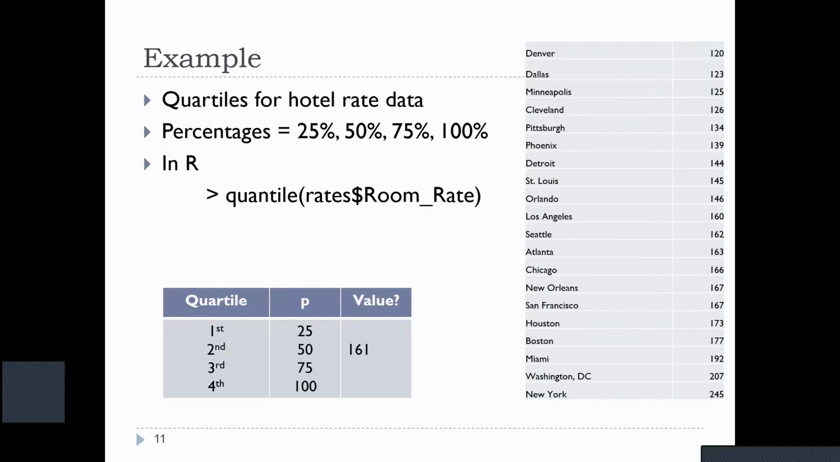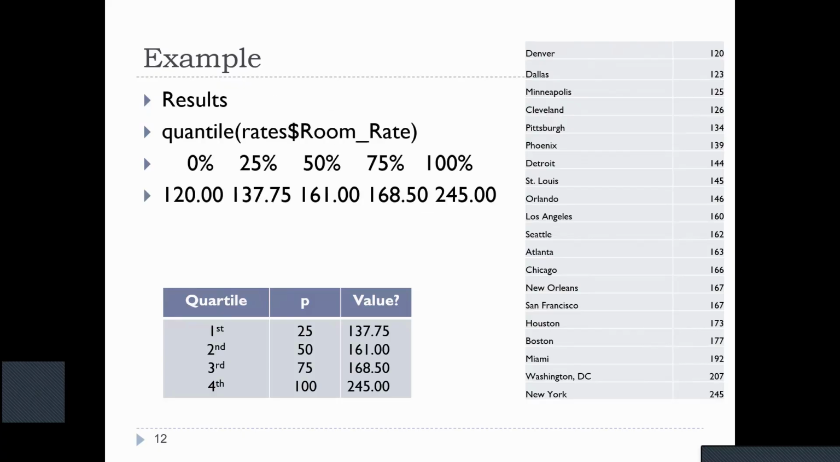So the quartiles for the hotel rate data. We want the 25th, 50th, 75th, and 100th. And we can do those in a couple of ways. One way is to say quantile, and then instead of piping, say rates, the data frame, $ sign, and then the variable, room rate. Now we already know that the 50th, the second quartile, is 161. We've already got that. But let's have R give us the rest.